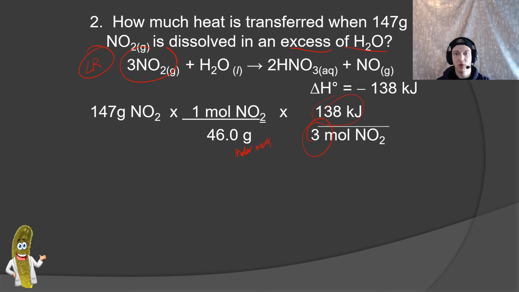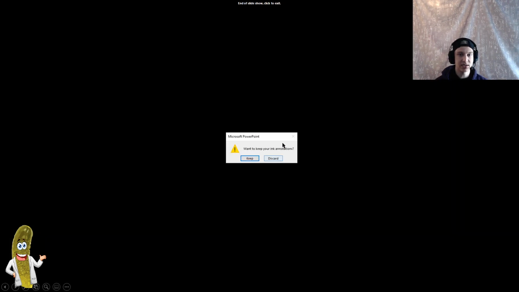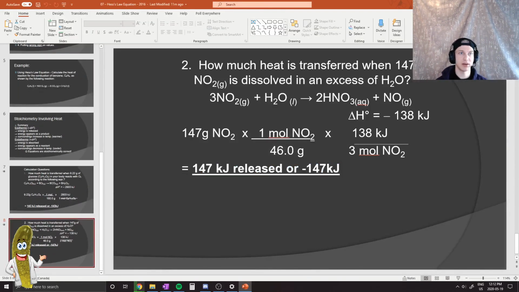Now, this 3 moles here is from the balancing number out front. And so for every 3 moles of NO2, we're releasing 138 kilojoules. And then we end up getting the exact same answer that we had last time. So that is a really quick PowerPoint on Hess's heat law. Hopefully you enjoyed and learned something along the way.